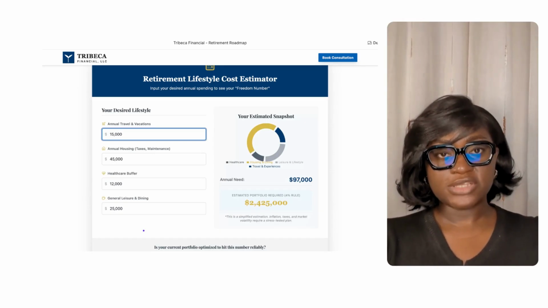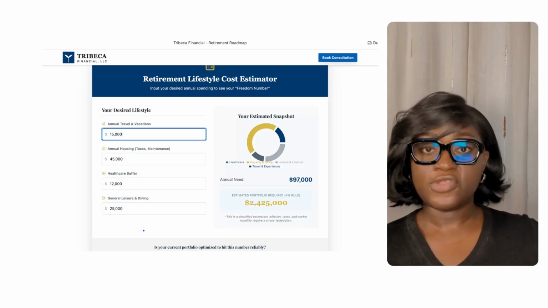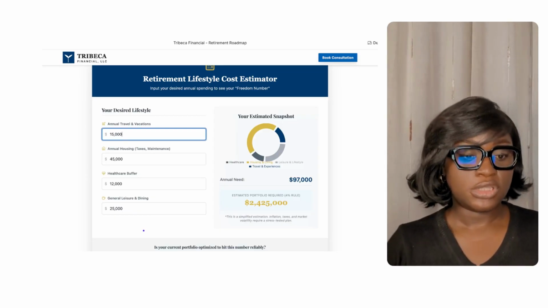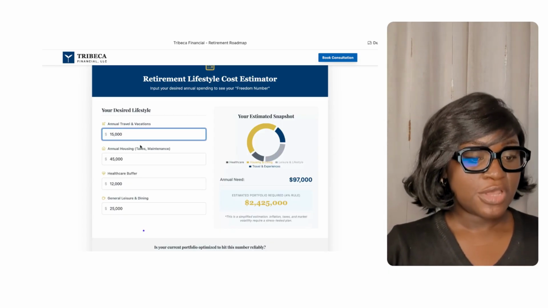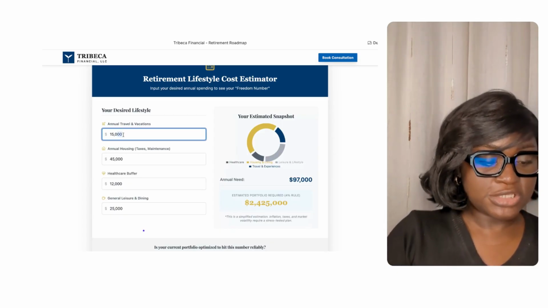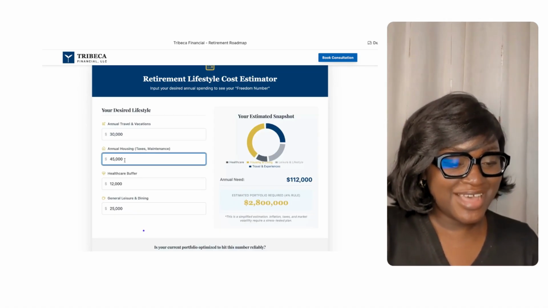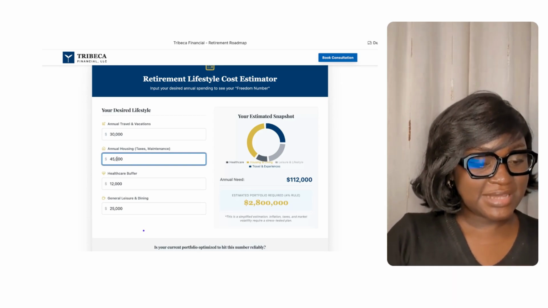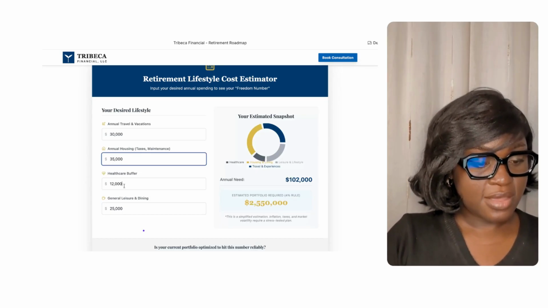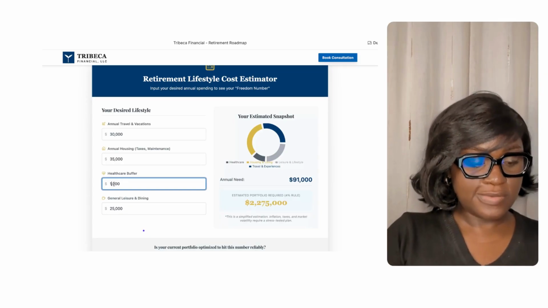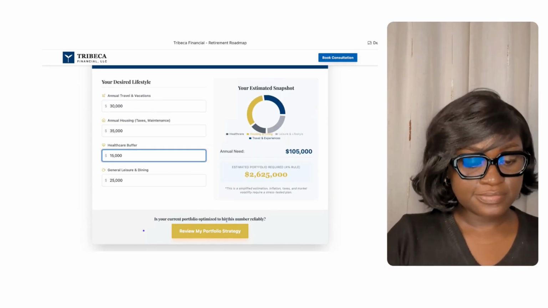So you have the VSL, they've inputted their data in the form, or they've done some form submission, and then they come to the calculator, the estimator, the retirement lifestyle cost estimator. So let's say annual travels and vacation, let's put 30,000 here, just because we travel a lot. Annual housing, taxes, maintenance, let's put 35 here. Healthcare buffer, let's put 15 here. General leisure and dining, let's go.